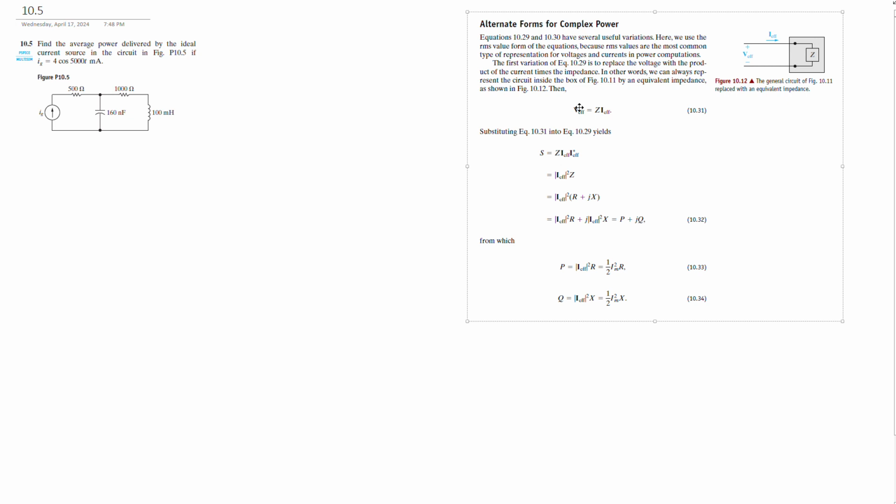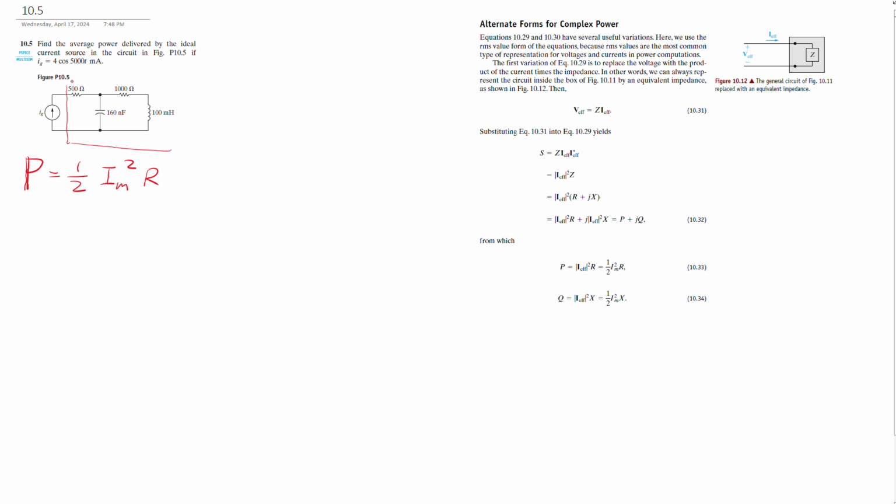Alright, so we're going to talk about AC power calculation. This screenshot is from the textbook. We want to calculate the average power, which is the real power, capital P. Based on this equation, the real power equals 1/2 of the current magnitude squared times R, and this R is a part of this impedance.